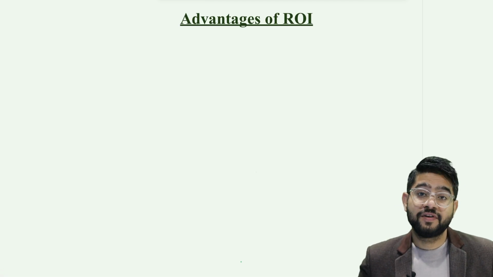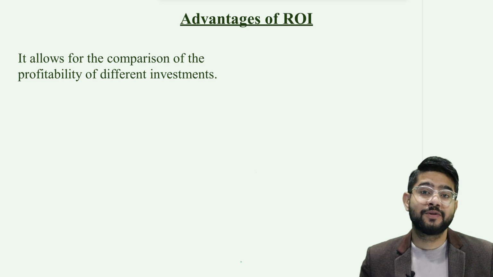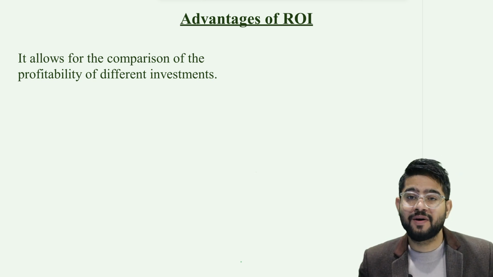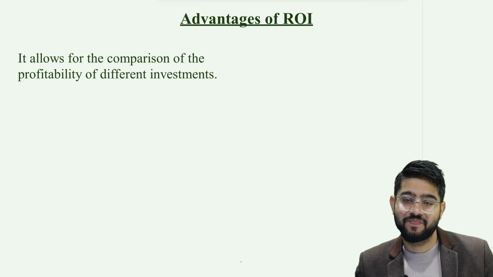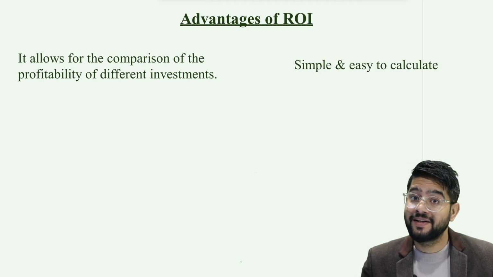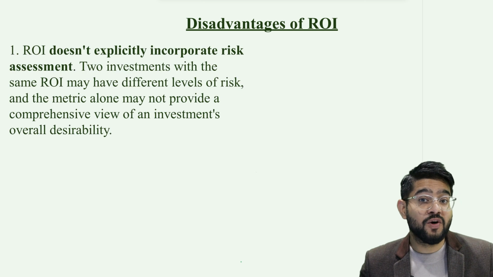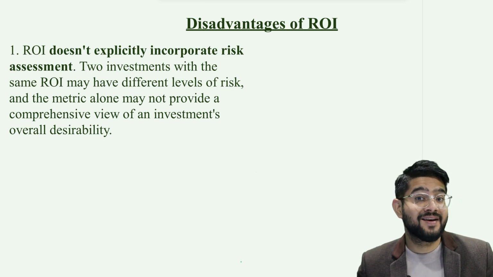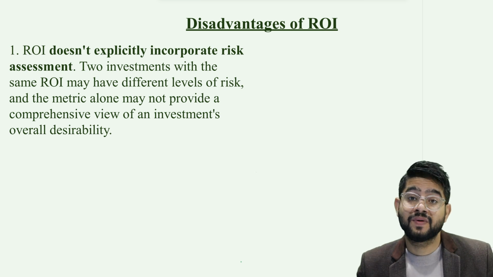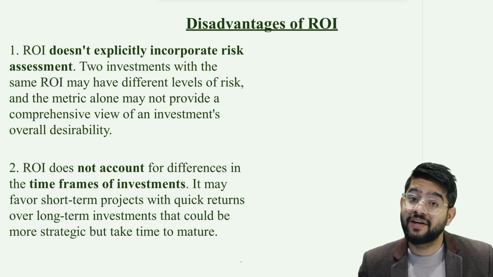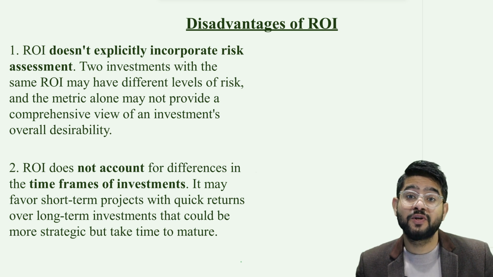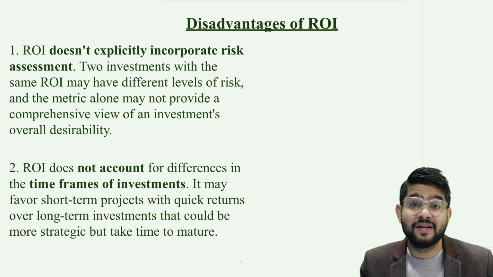Now friends, let's discuss the advantages and disadvantages of using ROI. ROI is a universal metric. It is often used for comparing investments, and that is a good thing about ROI. Another advantage of using ROI is it is simple and easy to calculate. However, it has its own limitations. The disadvantage of using ROI is that it ignores the risk factors involved in our investment, and another disadvantage is that ROI ignores the time factor and the duration of our investment. So it does not directly give you comparable parameters, as different investments might have different holding periods.